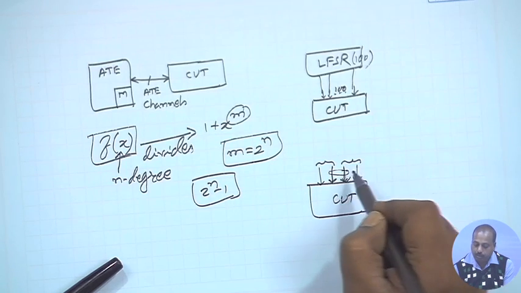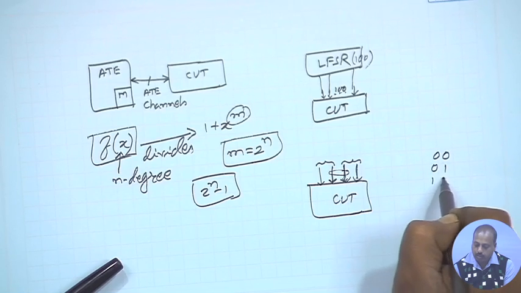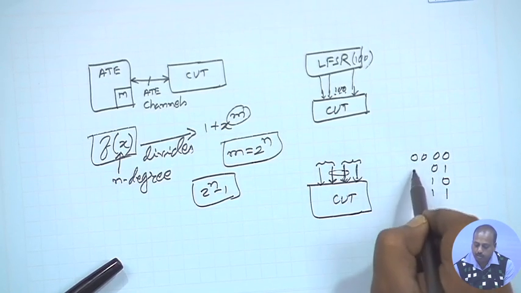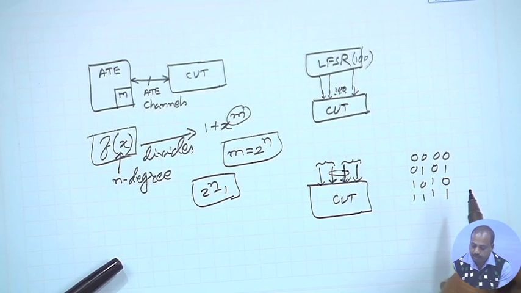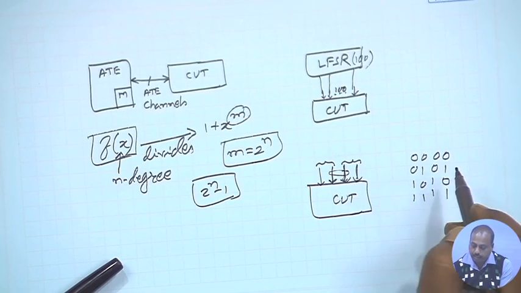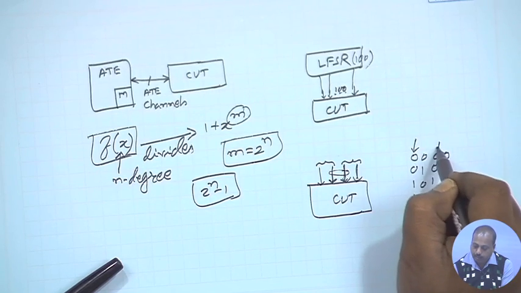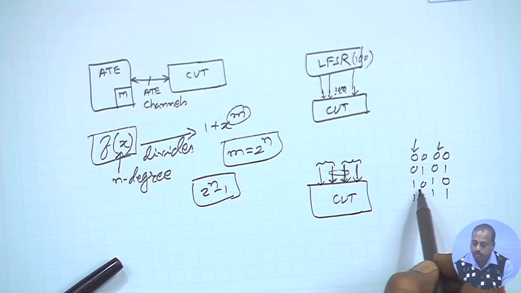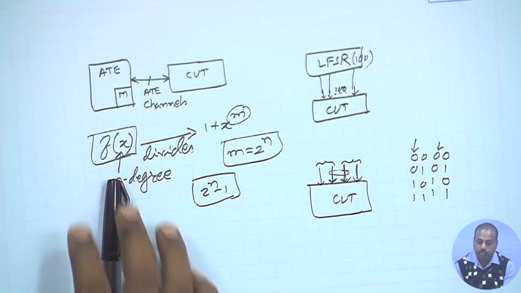If you look into the pattern, here I am applying 0 0, 0 1, 1 0 and 1 1, all the patterns. Similarly, here also I am applying 0 0, 0 1, 1 0 and 1 1. But if you consider this input and this input, it is not exhaustive. It is generating only 2 patterns, 0 0 and 1 1. This sort of testing is called pseudo exhaustive testing.